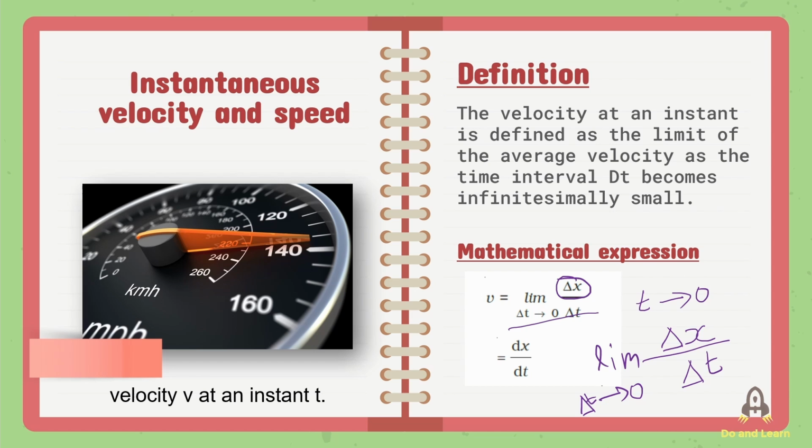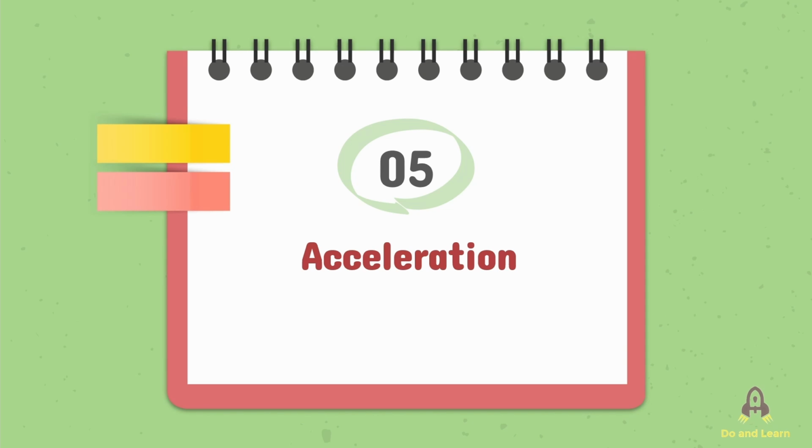On the left side you can see a picture. This is a speedometer, right? The speedometer of a vehicle measures the instantaneous speed because it always shows the speed or velocity at a particular instant. Okay, so it is changing, 140, 120, 60, 80. So at a particular small time interval, we can calculate the speed of an object. Let us go to the next topic, acceleration.